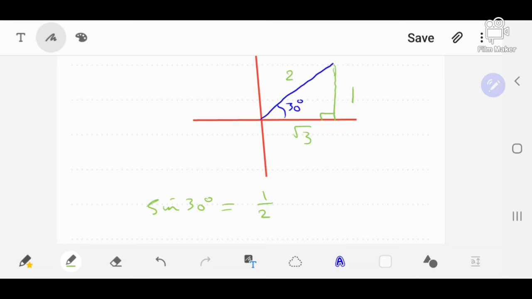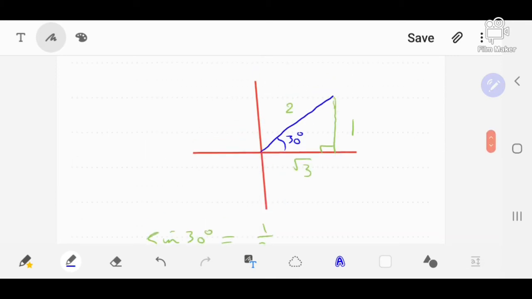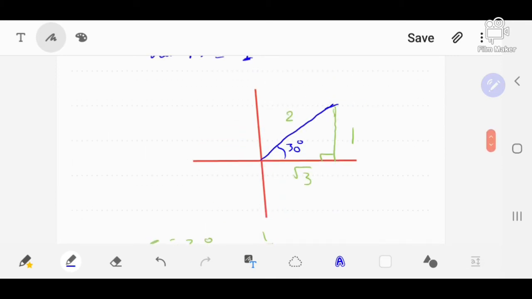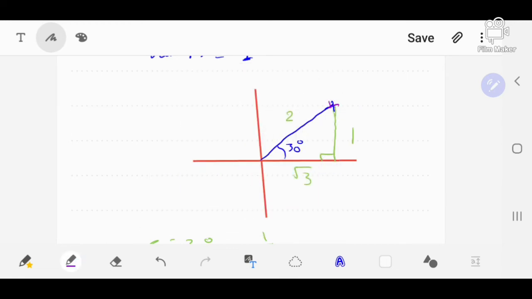If I need to know the coordinate of this point, what's the coordinate of this point? Coordinate of a point means x and y. So what's the x value here? X value means this distance. So how much is this distance? It's radical 3.